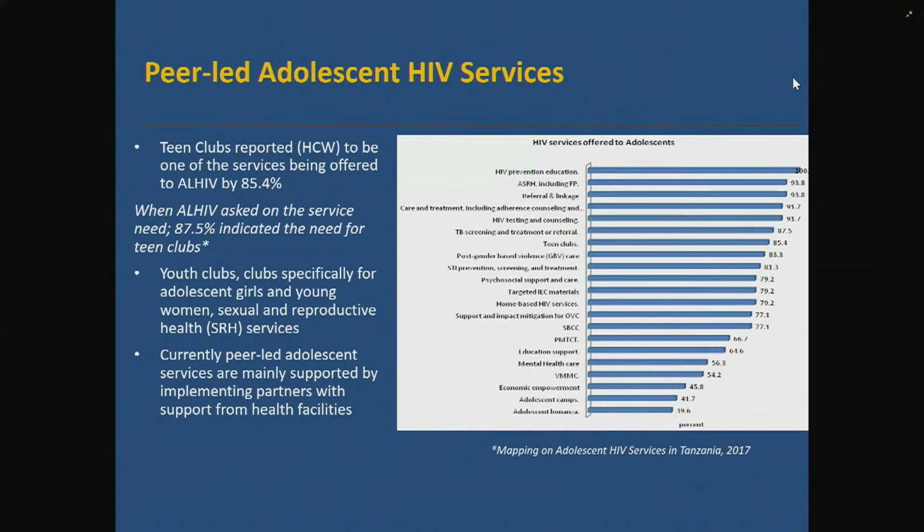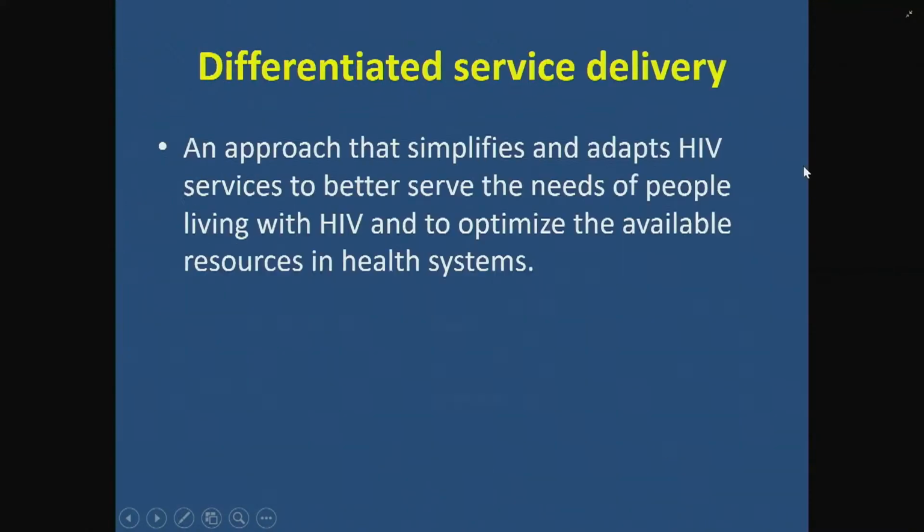There are peer-led services, including YAPs for Uganda and other African countries, but there are also different HIV services which are restricted to adolescents. And these are aimed at ensuring that the adolescent is in charge and in control. I borrowed this slide from Tanzania, where they do a lot of mental health care, VMMC, safe male circumcision, adolescent camps, economic empowerment, but HIV prevention education remains at 100%. This must remain at 100%.